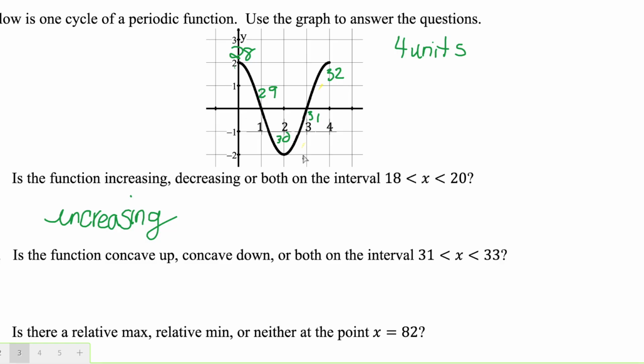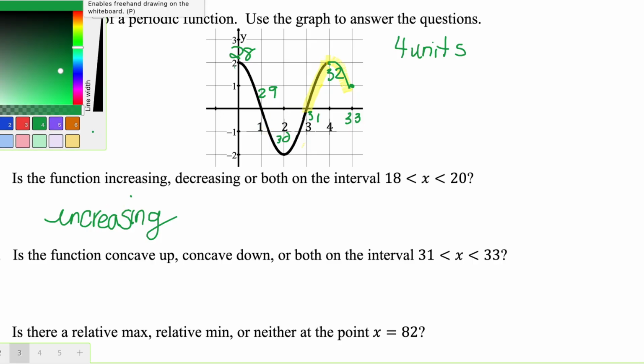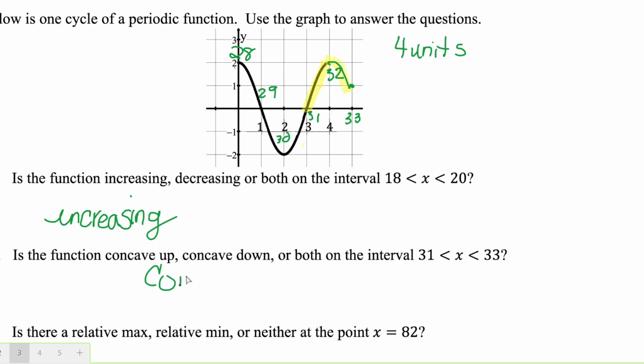And then I'm going to go ahead and do 33. But this is also 33. They're going to be the same. Okay, so this and this will also be the same, 33. Okay, so is it concave up, concave down? 33. What is that? Exactly. That looks like concave down to me. So this will be concave down. Okay?